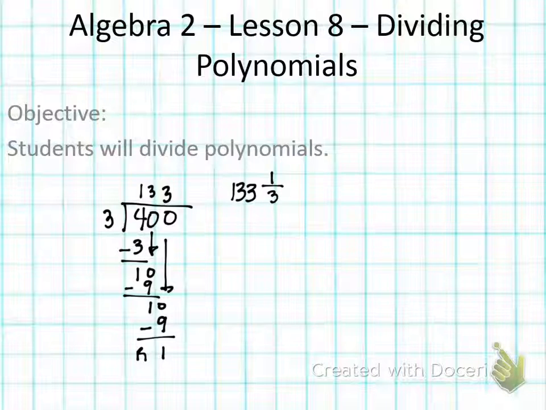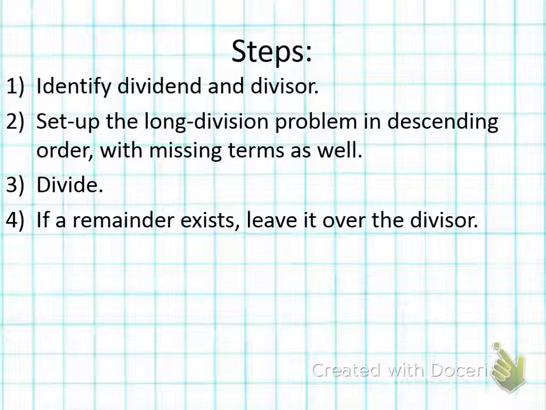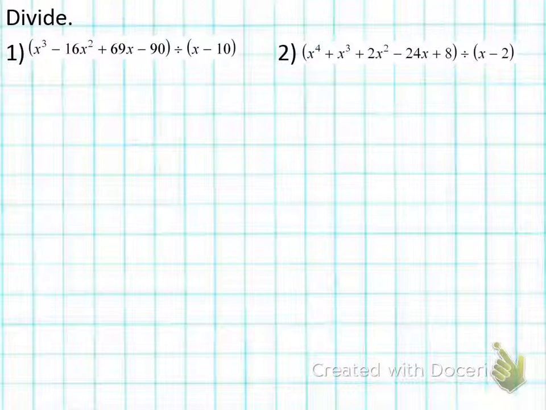So, here we go. Here are the steps. Identify dividend and divisor. Set up the long division problem in descending order with the missing terms as well. And divide, and if a remainder exists, leave it over the divisor. Okay. And the big idea is just dividing a big complex problem. Take your time and stay organized. Okay. So here we go. I'll show you how to do 2 of them, and then we'll go through the remainder of them.